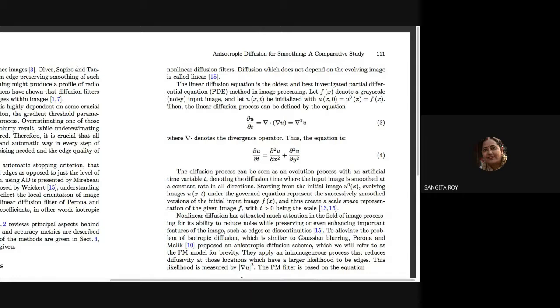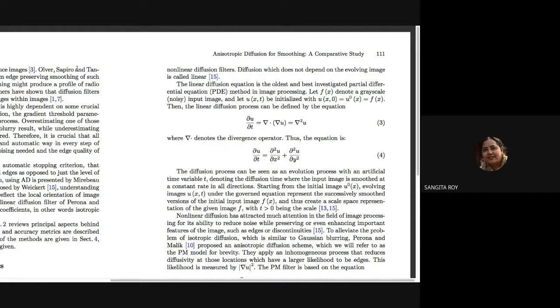Let f(x) denote a grayscale noisy input image and let u(x, t) be initialized with u(x, 0) equal to u0(x) equal to f(x). Then the linear diffusion process can be defined by ∂u/∂t equal to the divergence of the gradient of u, that is, Laplacian of u, where del denotes the divergence operator. Thus, the equation ∂u/∂t is equal to ∂²u/∂x² plus ∂²u/∂y², as u is a function of x, y, and t.